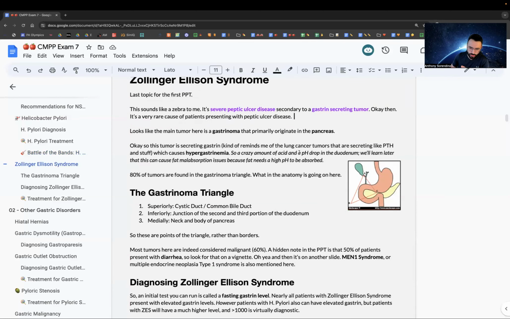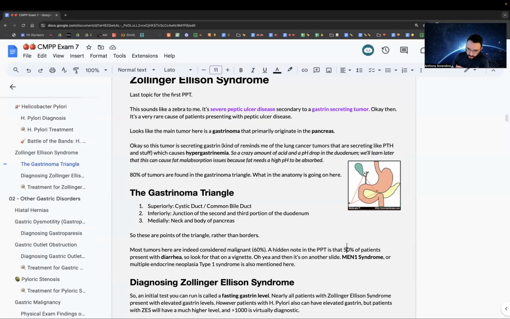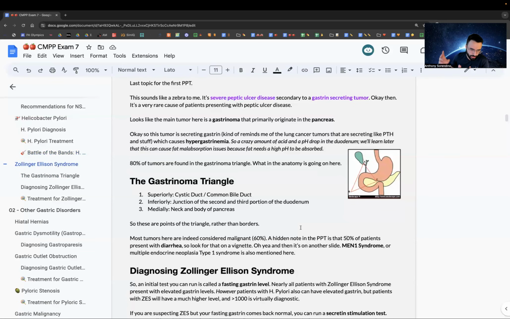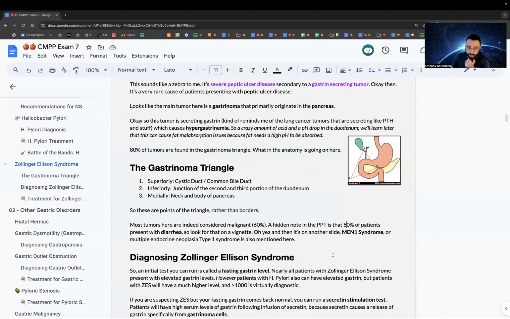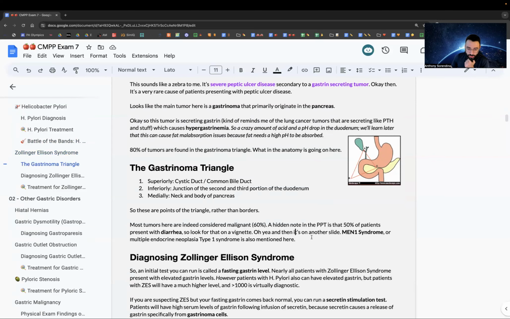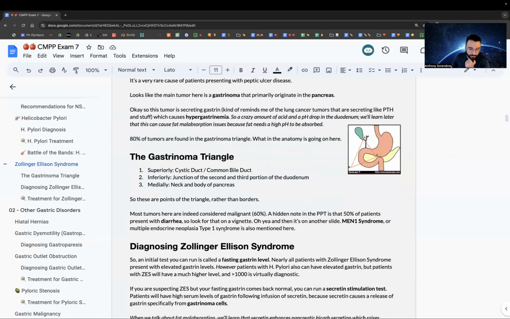All right, so this gastrinoma triangle, this picture is wild, but just memorize these. This is probably going to be a question. Superiorly is going to be the ducts, so the cystic duct and the common bile duct. Inferiorly is going to be the junction of the second and third portion of the duodenum. And medially is the neck and the body of the pancreas. Most tumors here are considered malignant.